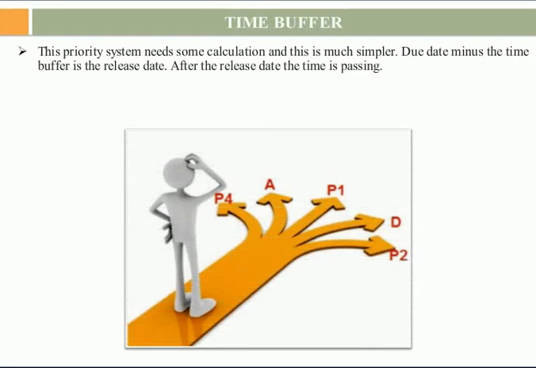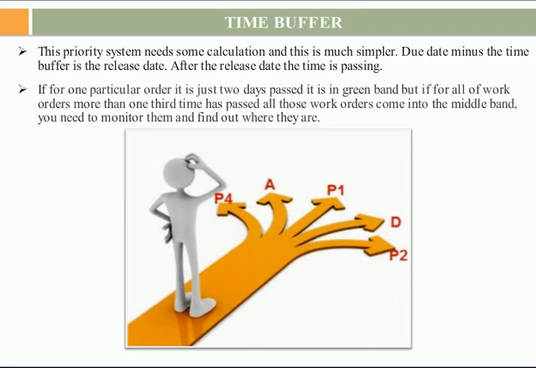Now this priority system needs some calculation, and this is much simpler. Due date minus the time buffer is the release date. After the release date, the time is passing. So if for one particular order it is just 2 days past, it is in the green band. Don't worry, you don't have to bother about items in the first 1/3 part. But if more than 1/3 of the time has passed, those work orders come into the middle band. You need to monitor them and find out where they are.